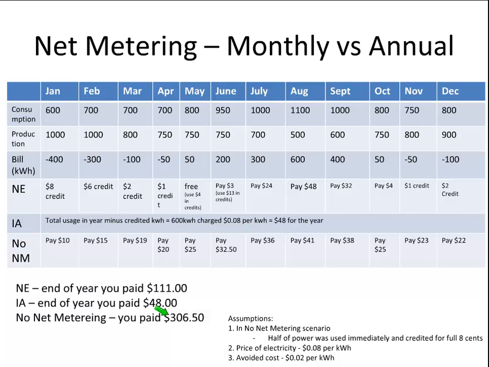So you can see that there is absolutely a benefit to any net metering policy, whether it's a monthly or an annual net metering policy like Iowa's. And I have my assumptions down here in the corner, but you can see that annual is a benefit over the monthly, but at the same time, any net metering policy is better than no net metering policy.